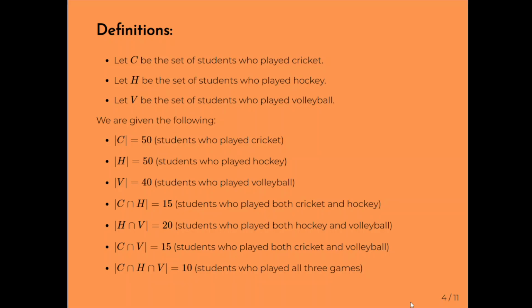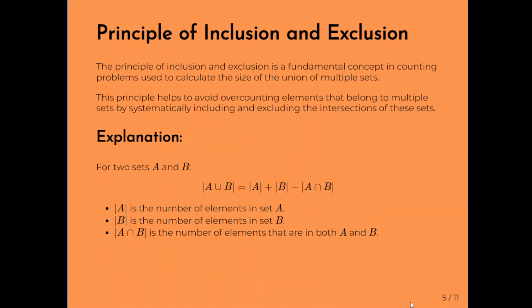So what is the principle of inclusion and exclusion? Well, it's a fundamental concept in counting problems used to calculate the size of unions of multiple sets. The principle helps to avoid overcounting elements that belong to multiple sets by systematically including and excluding the intersections of these sets. So first, a two-set problem.